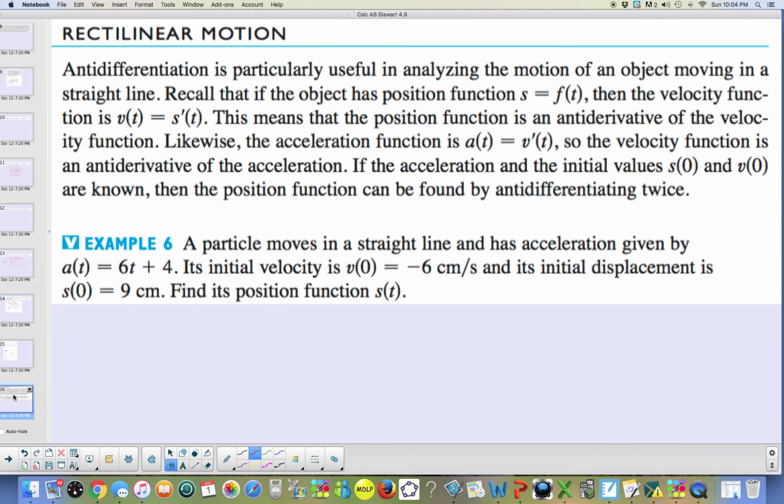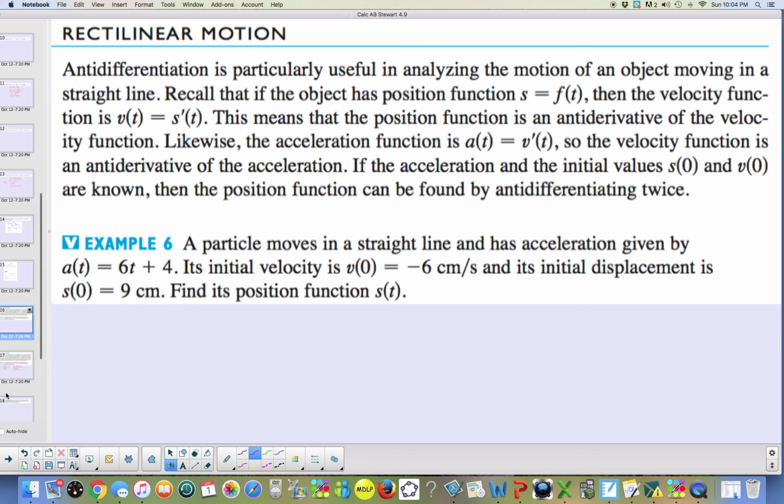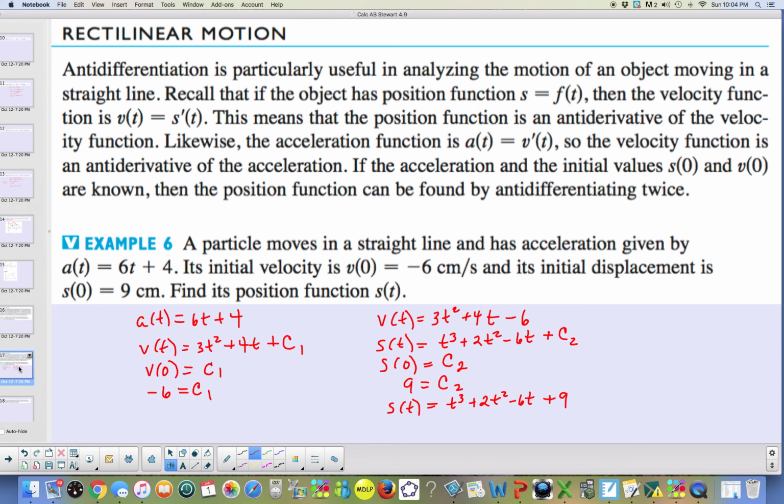Rectilinear motion is motion that goes in one direction. A lot of times it's up or down or left and right movement. Let's take a look at how to solve example number 6. We are given an acceleration. We take the antiderivative to find the velocity, use the initial condition, and find c sub 1 is negative 6.